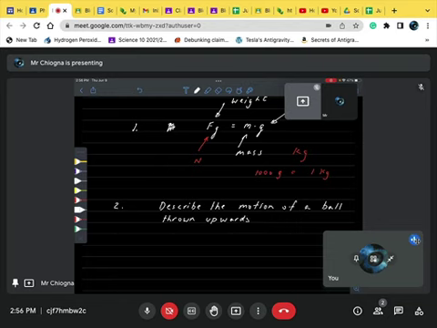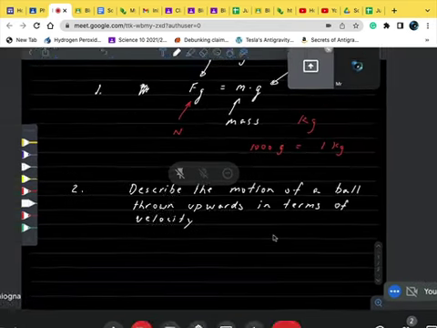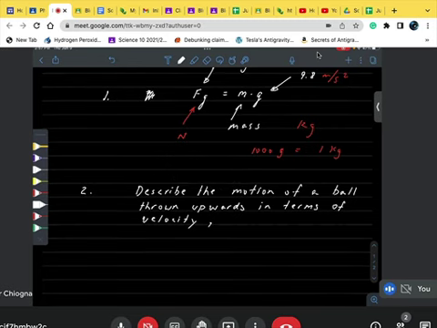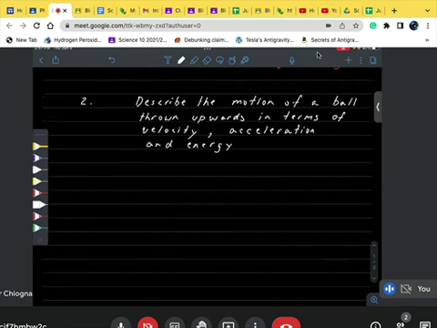Going over in terms of velocity. Velocity implies that you have to include the direction as well. I didn't say speed. I said velocity for a reason because velocity is a vector. It's got a direction affiliated with it. So velocity, acceleration. Okay, so include the directions with these. And energy. Energy doesn't have a direction, but it does change as you go up and down. So we're looking at the different stages.